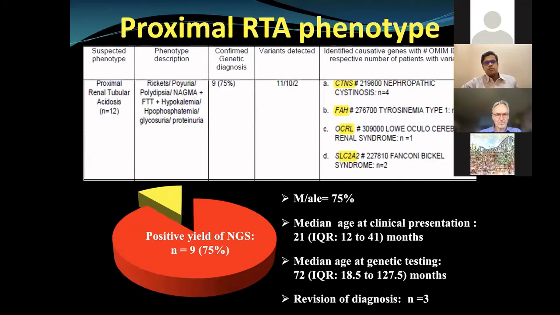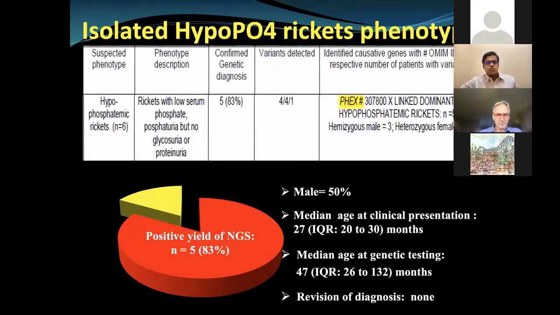In the proximal RTA phenotype, we had 12 kids, and 9 out of 12, that is 75%, got a genetic diagnosis, and we were able to revise the diagnosis in 3 patients who presented with nephropathic cystinosis. Isolated hypophosphatemic rickets was seen in 6 patients. 5 out of 6 patients had a genetic diagnosis, and all of them had a PHEX gene mutation.